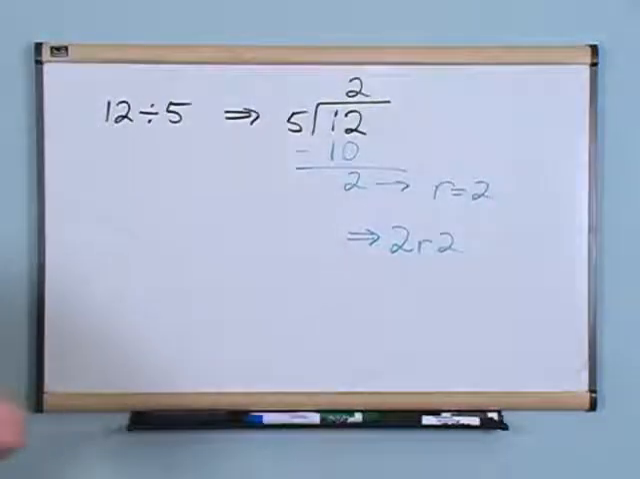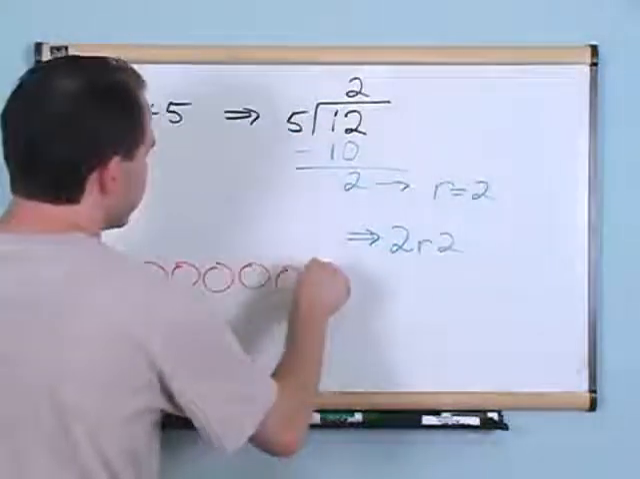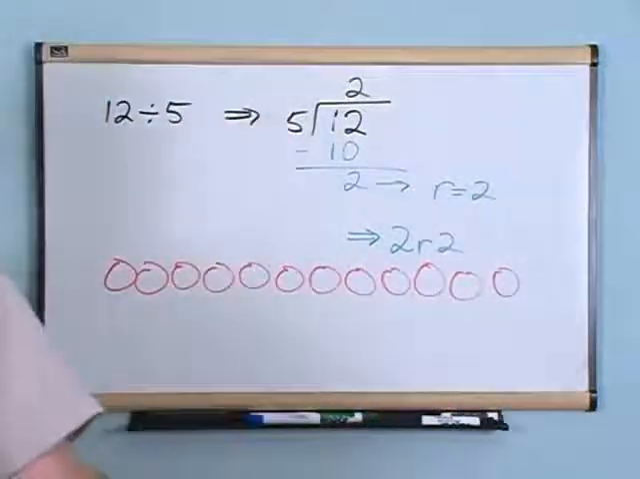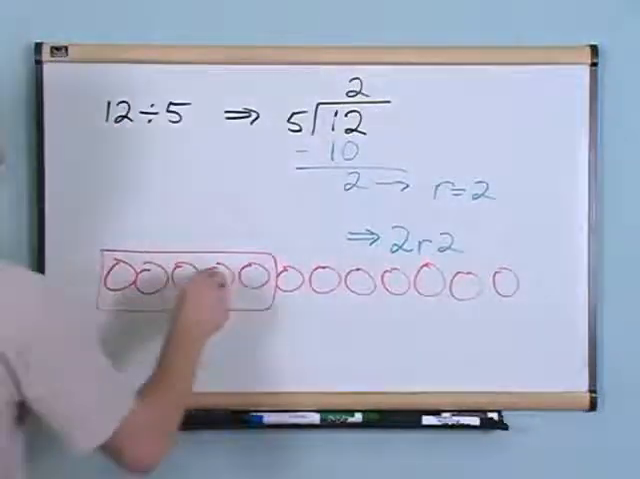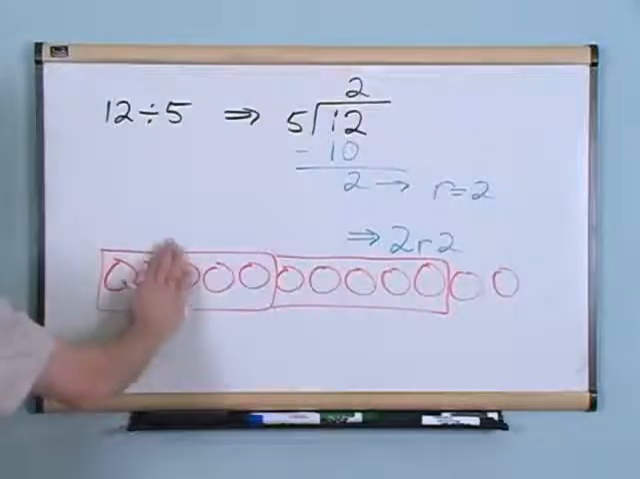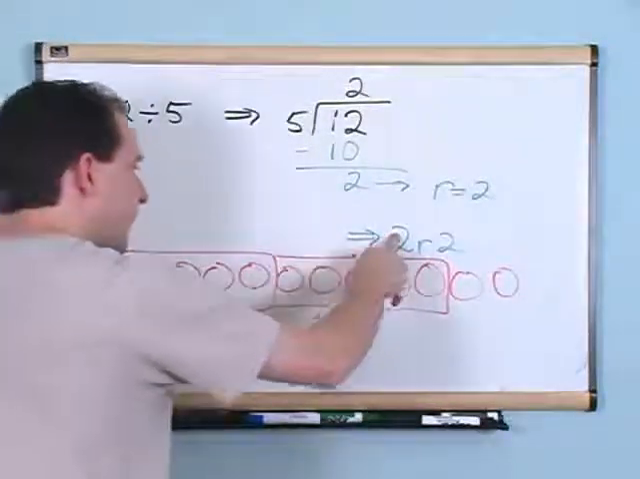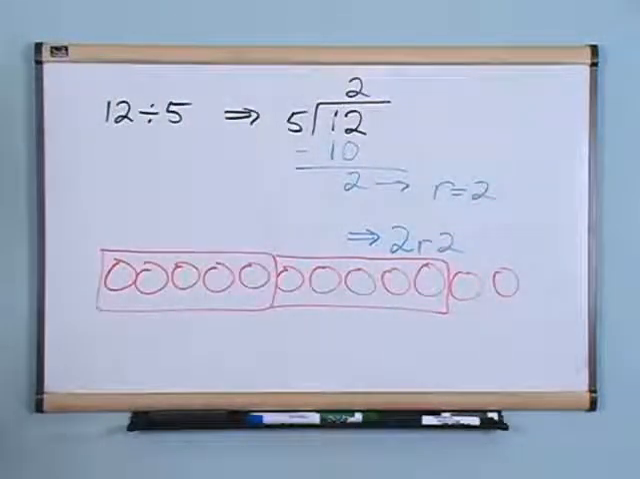Let's go ahead and draw 12 balls. 1, 2, 3, 4, 5, 6, 7, 8, 9, 10, 11, 12. And we're dividing by 5. So here is a group of 5. Here is a group of 5. One group of 5, 2 groups of 5. So it can divide in 2 times, but there's 2 balls left over. And so that's exactly what that is.